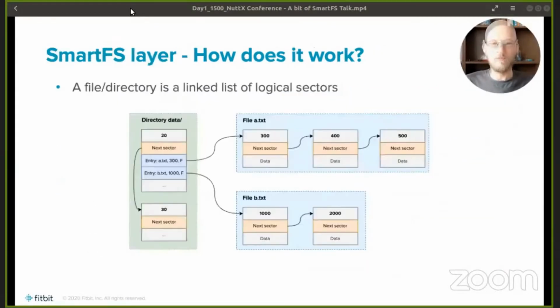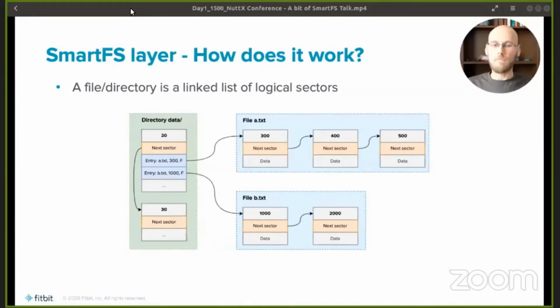Files and directories are managed by the top layer, SmartFS, and they are simply implemented as a linked list of logical sectors. Each sector has a header which stores its logical sector number and the next logical sector number. Let's take for example the file a.txt from the diagram. It has three sectors, 300, 400 and 500. These are logical sectors. Let's assume that in the current configuration each sector has 1 kilobyte. The other file, b.txt, has only two sectors.